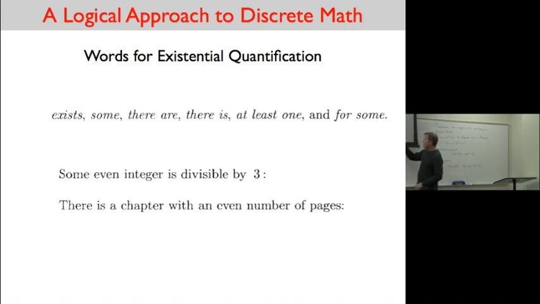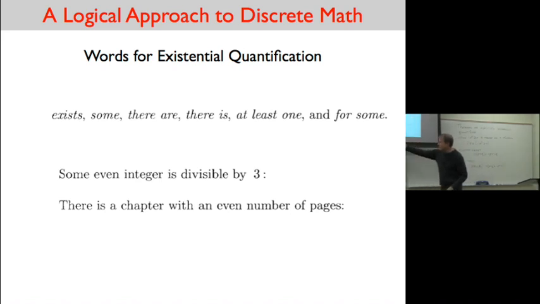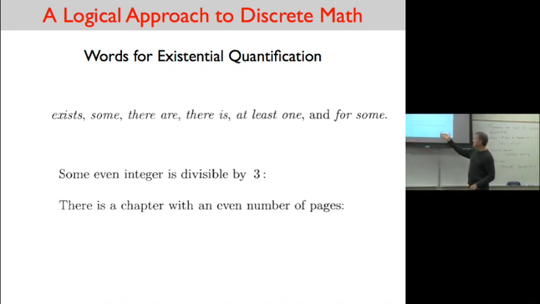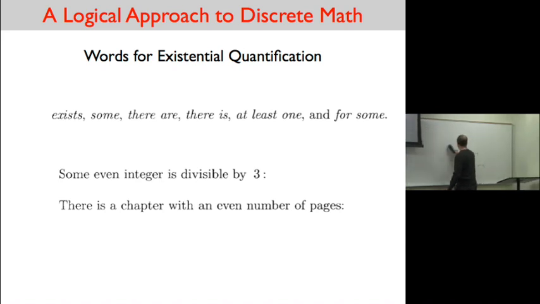So now, what about using these predicates here? Some even integer is divisible by 3. Now, we're not saying all even integers are divisible by 3. We're saying some even integer is divisible by 3. So what would that be? 6. Yeah, it's like 6. No, I mean, how do we write that statement?